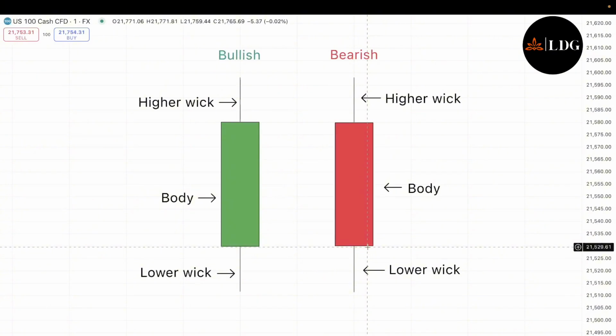Now, if the close is higher than the open, that would make it bullish, obviously. So if this was your open here and that was your close up here, that would be a bullish candle.